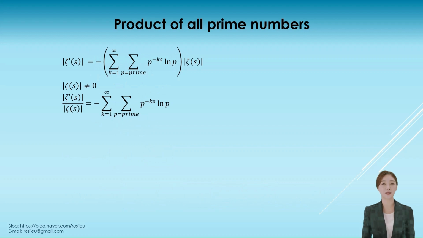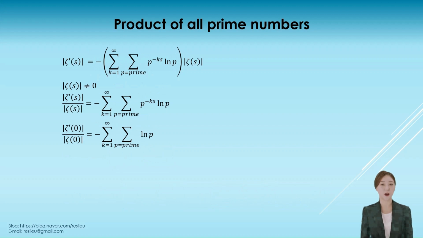If zeta s is not 0, then zeta prime s over zeta s is the sum of prime number to the power of minus ks times log p from k equals 1 to infinity. Zeta prime 0 over zeta 0 is equal to the sum of the logarithms of all prime numbers from k equals 1 to infinity, which is the sum of the logarithms of all prime numbers multiplied by zeta 0.